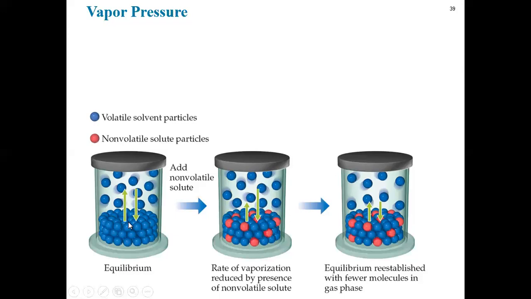Those blue particles are the pure solvent particles. Then we see the red circles are the non-volatile solute particles. When we add those red particles to our system, we can see that in the liquid state, we have some of those red non-volatile solute particles. We don't see those red in the gas because we are assuming they are non-volatile. Non-volatile means they do not vaporize easily, so they stay in the liquid.